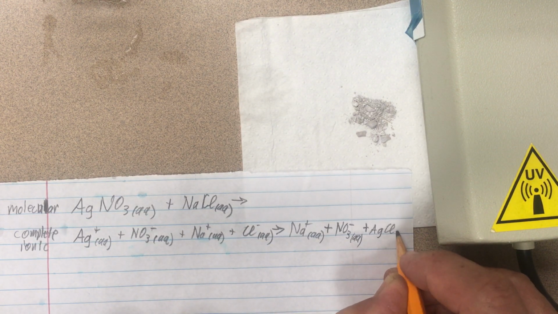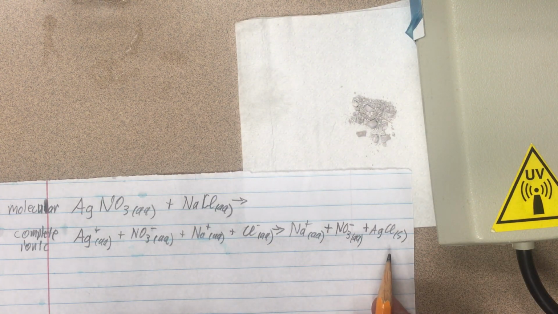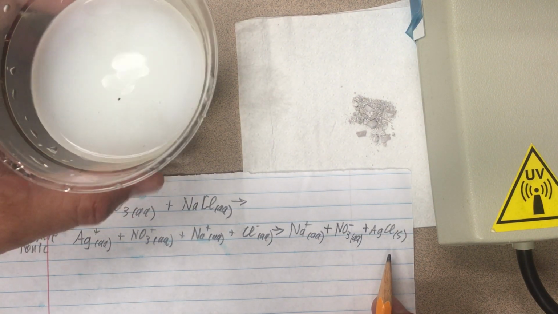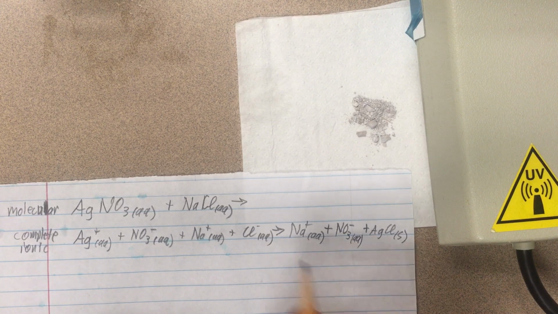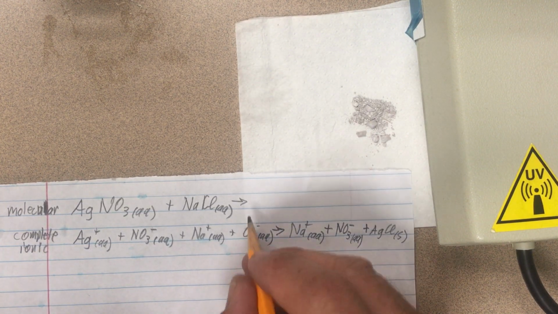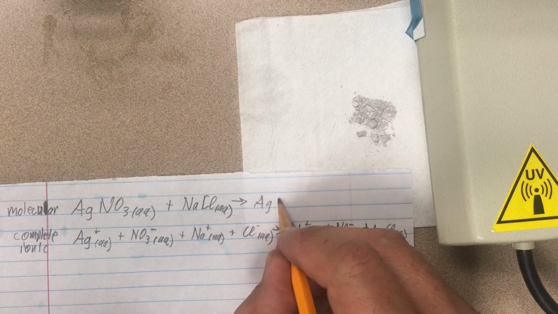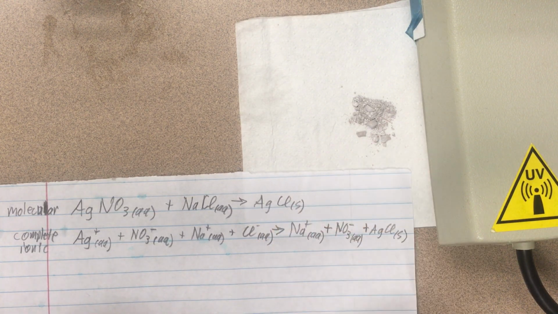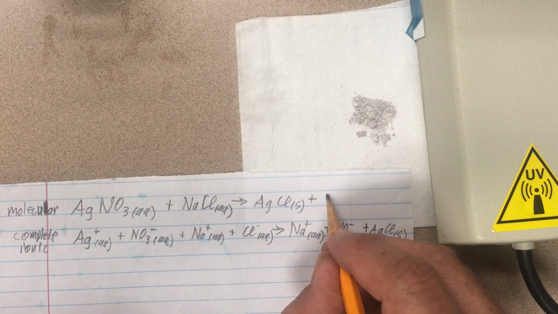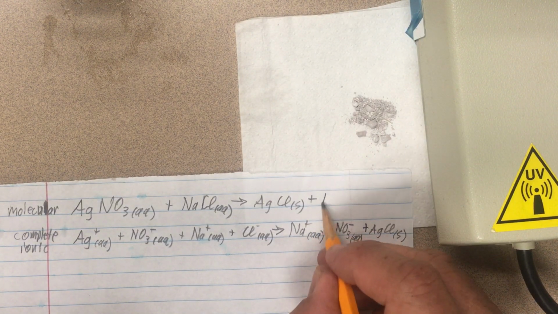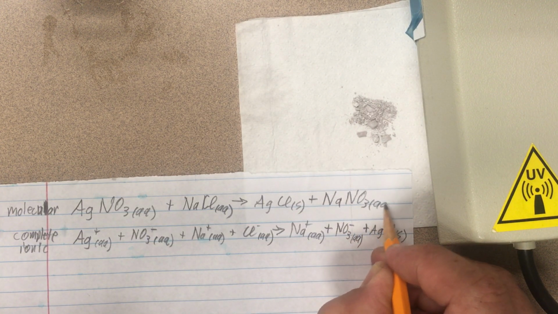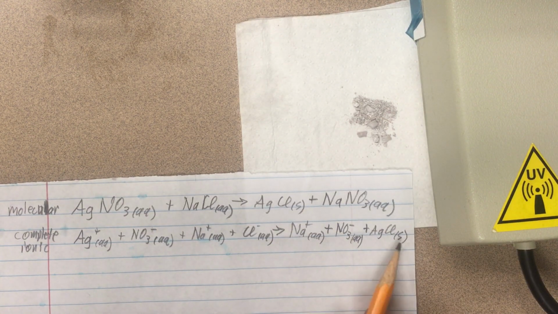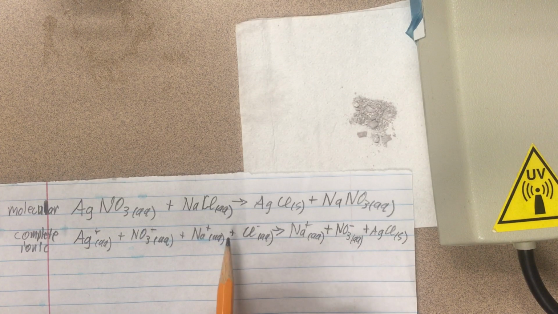So silver chloride forms a solid, and this is what we're seeing here and what we can harvest and put here. Okay, now that we have this, we can go back and complete our molecular equation, and we could write solid silver chloride here, and the remaining ions here we can simply write as sodium nitrate, put them together, and write those as aqueous. But again, where we form solids, we put an S.